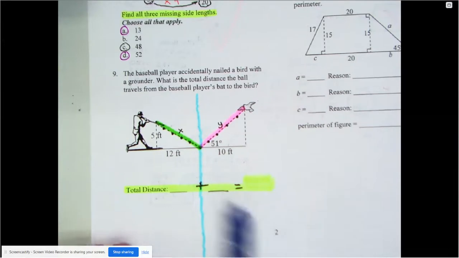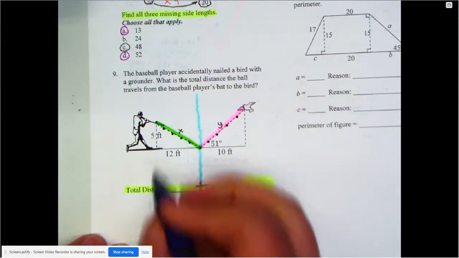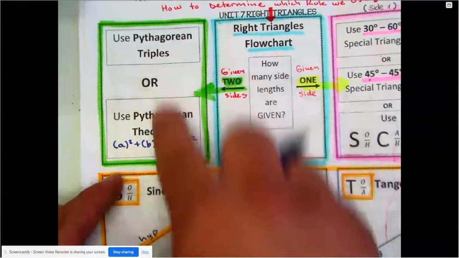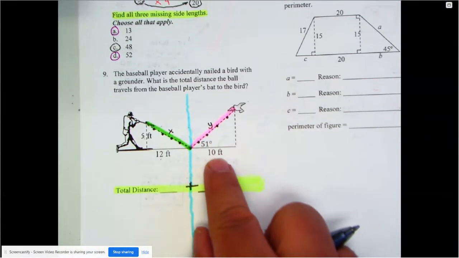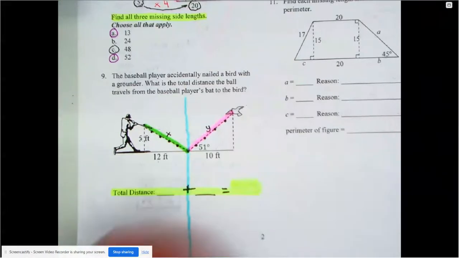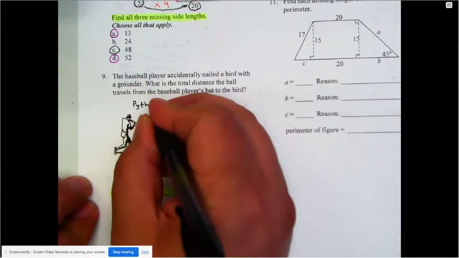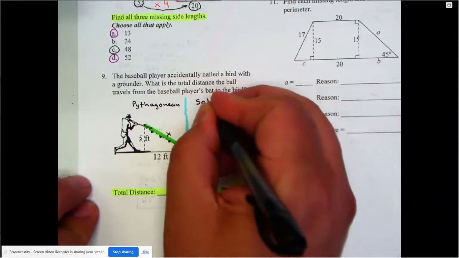So here we go. If this is our baseball player, if I look at this side of the triangle, I was given two sides. Again, if I'm given two sides, I'm going Pythagorean with it. When I look at this side, they only gave me one side and an angle. One side and an angle is an automatic SOHCAHTOA situation. So for this problem, on this side I'm going Pythagorean, and this side I'm going with SOHCAHTOA.